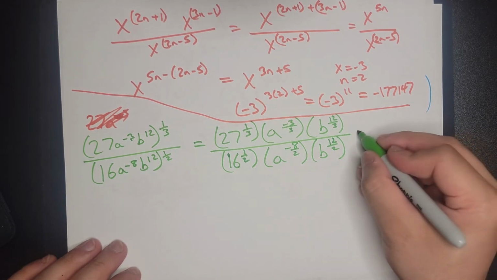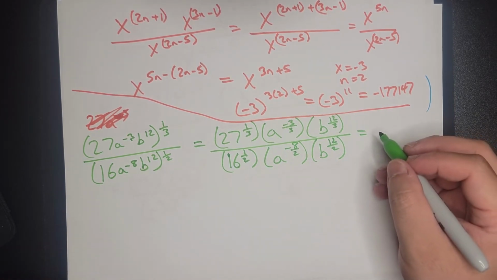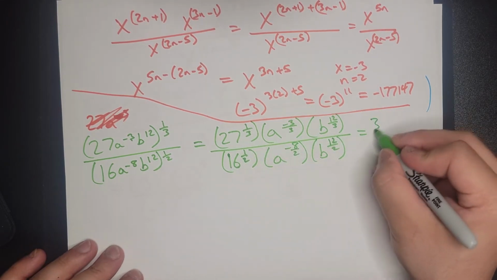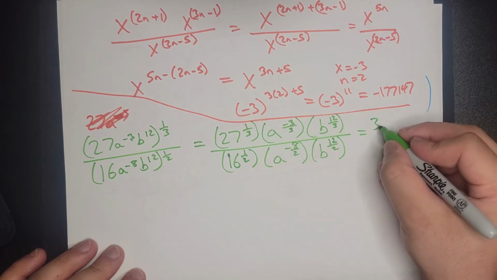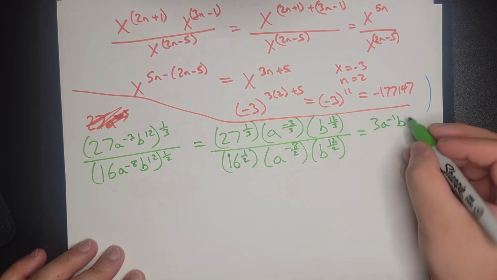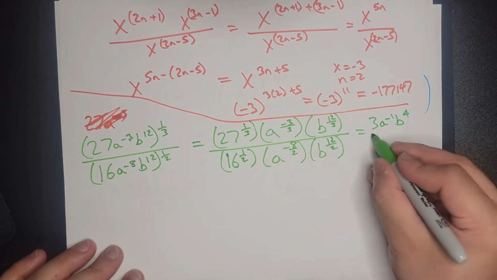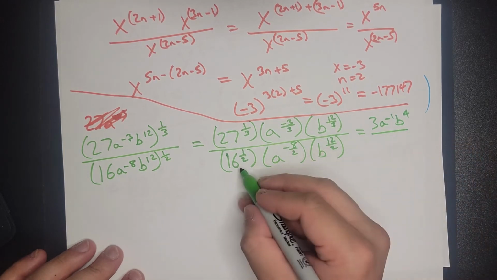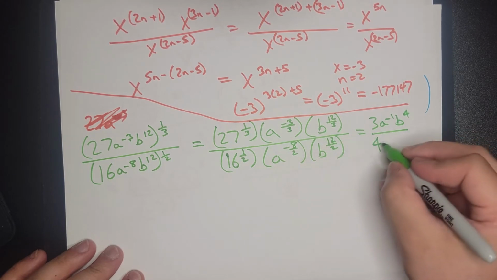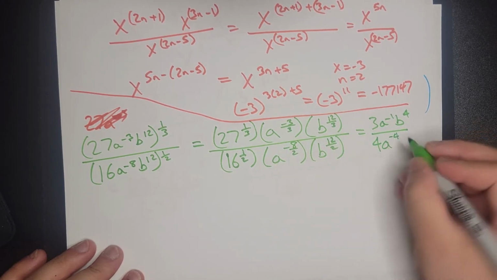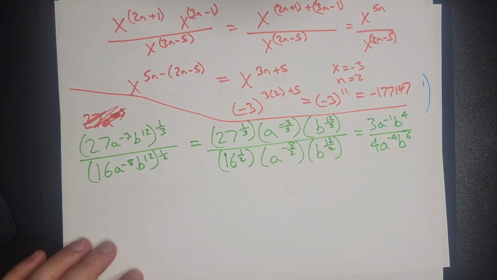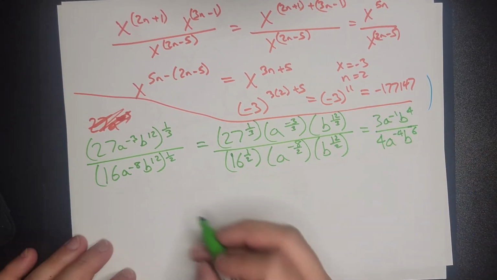And look, it's coming together. So I got 27 to the 1 over 3, which will give me 3, a to the power of negative 1. And then I have b, 12 over 3 is 4. And then I have the square root of 16, which is 4, a to the negative 4, and b to the 6. And there we go. Now I can just rewrite this.